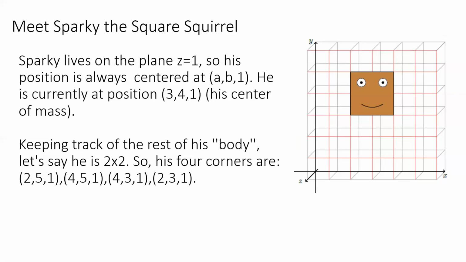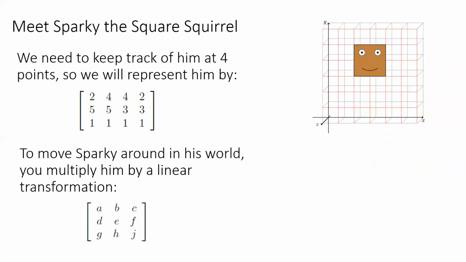I can keep track of several points on his body, so I could keep his position by this because his corners are 2, 5, 4, 5, 4, 3, 2, 3. Just keeping track of the center is not going to help me because if I rotate him, the center is the same. I won't be able to tell. And if he's got a definite left side and a right side, I need more than just 2 points. But technically, I really only need 3 points. If I have like a diagonal and then either the top corner or the left corner, that'll be enough for me to recreate Sparky.